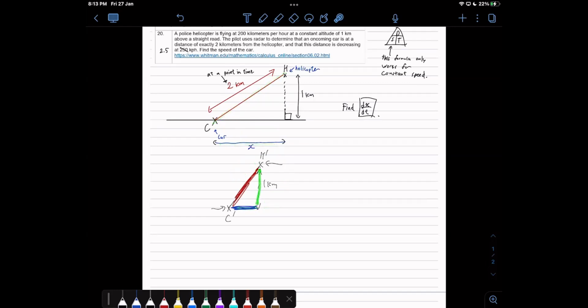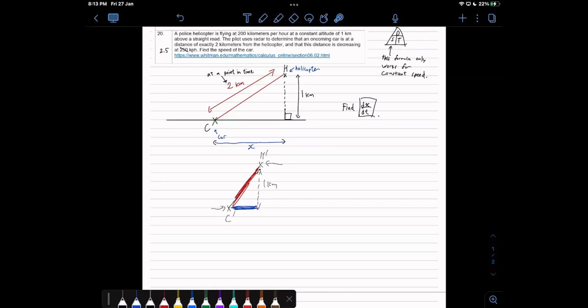Because the helicopter maintains a 1 km altitude, then the car is moving, and this is a police. So you are trying to get close to the car. So it would mean that the car moves this way, the helicopter moves that way. So they can move closer to each other. Does this make sense? Mm-hmm.